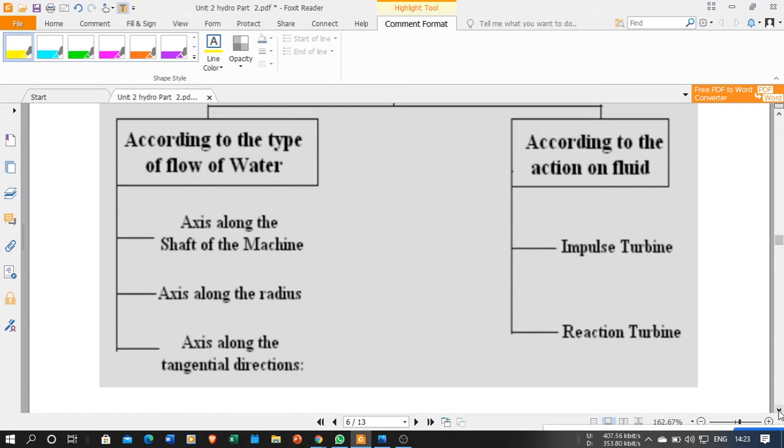Axial. If the water is flowing along the axis of the shaft of the machine, then it is called an axial flow turbine. Second is the radial flow turbine, where the flow is along the radius.